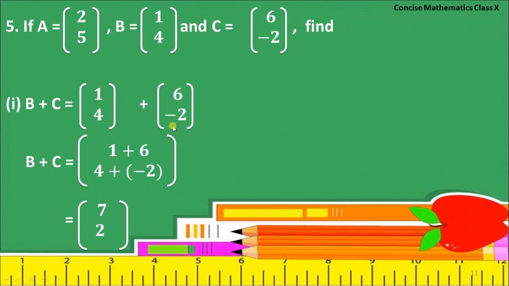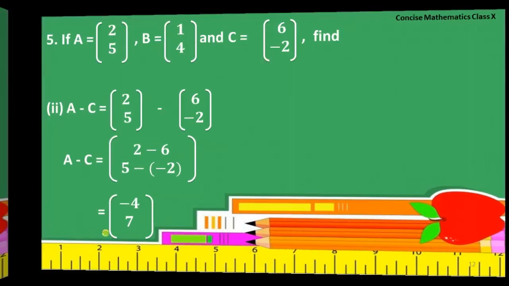Let us add the corresponding elements. 1 plus 6 is 7, 4 plus of minus 2 is 2. Hence, the resulting matrix is also of the order 2 by 1. The order is very much important to note down.